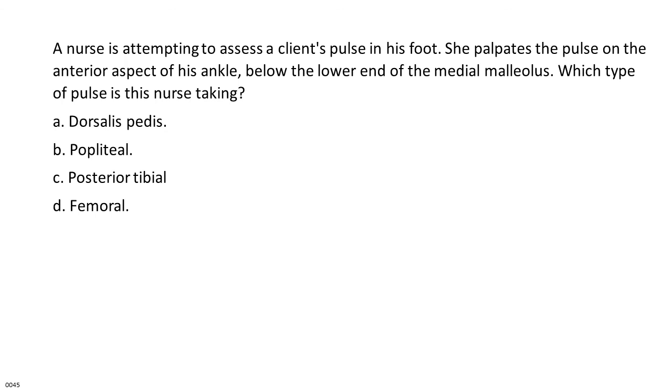A nurse is attempting to assess a client's pulse in his foot. She palpates the pulse on the anterior aspect of his ankle, below the lower end of the medial malleolus. Which type of pulse is this nurse taking? A. Dorsalis pedis. B. Popliteal. C. Posterior tibial. D. Femoral.